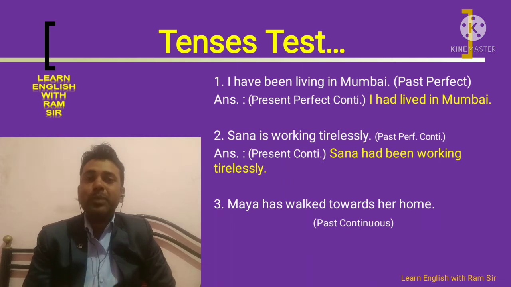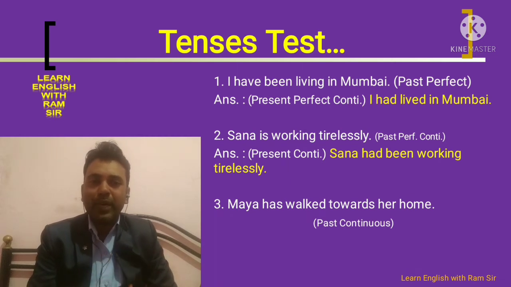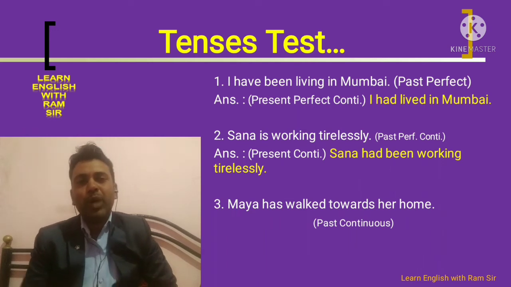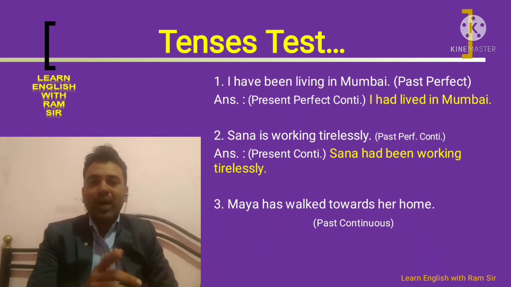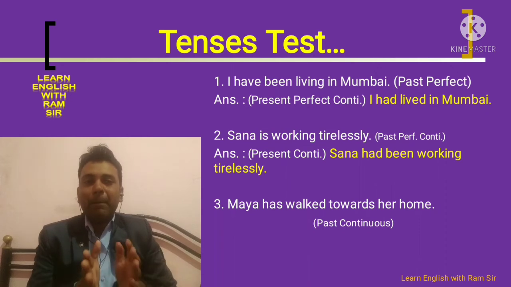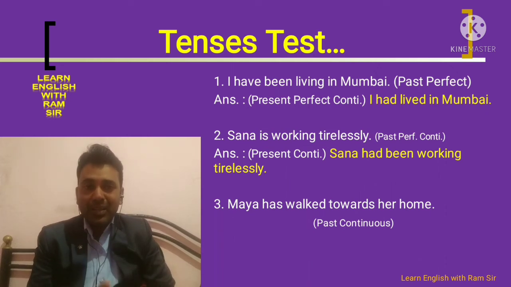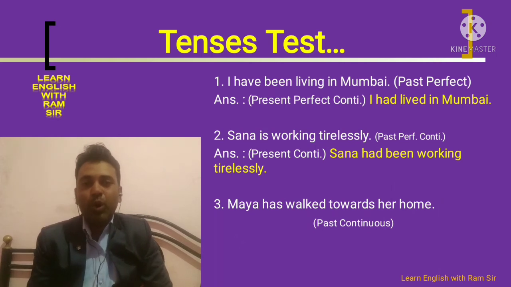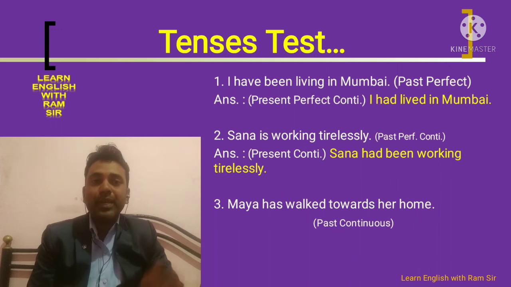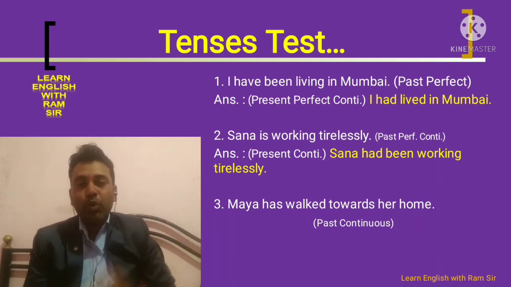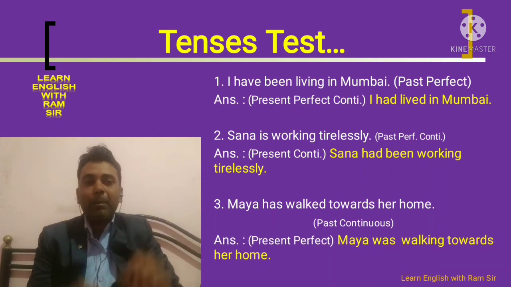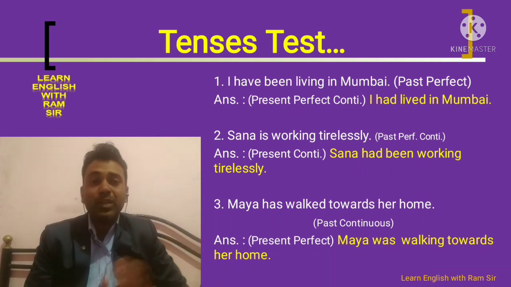तो पास्ट कंटिन्यूस में क्या आता है? सब्जेक्ट प्लस was या were प्लस मेन वर्ब प्लस यू हैव टू ऐड ing एंड प्लस यू हैव टू पुट द ऑब्जेक्ट. दैट्स इट. तो आंसर क्या बनेगा? माया सिंगुलर और प्लूरल सब्जेक्ट इज दैट. तो डेफिनेटली सिंगुलर सब्जेक्ट है, एक ही इंसान है, तो डेफिनेटली उसके बाद में आएगा was. Maya was walking towards her home. वॉक को लगेगा ing क्योंकि कंटिन्यूअस फॉर्म में है, तो आंसर बनेगा Maya was walking towards her home.